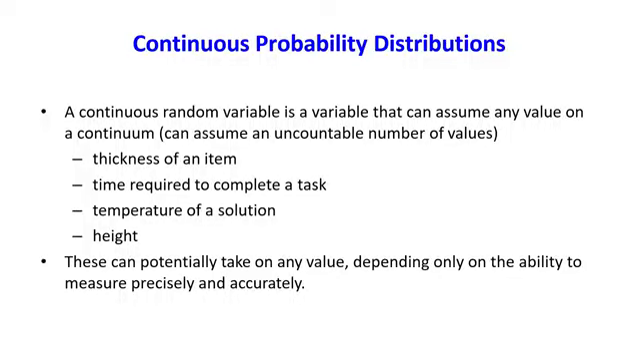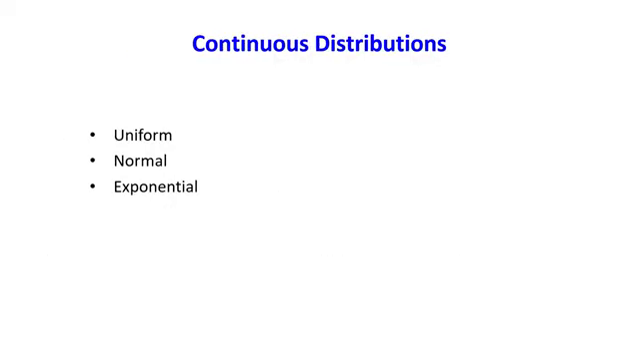Then we talked about continuous. Here the values can be continuous. It can be decimal values. So for example, thickness, time, temperature, height. Okay. Here we talked about 3 different distributions: uniform, normal, and exponential.